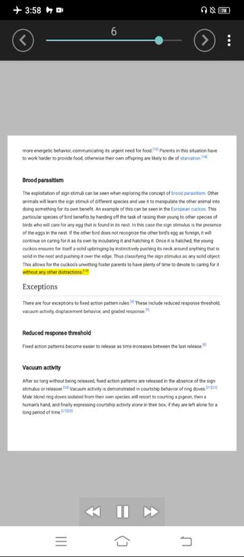Exceptions. There are 4 exceptions to fixed action pattern rules. These include reduced response threshold, vacuum activity, displacement behavior, and graded response. Reduced response threshold. Fixed action patterns become easier to release as time increases between the last release.